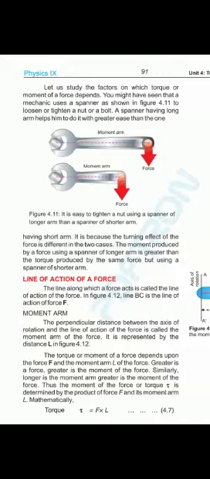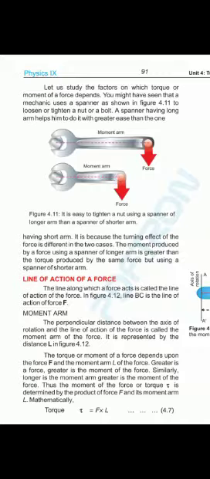If the length of the spanner is more, then we can open or tighten easily. If the length of the spanner is less, then it is not easy to open or tighten the nut or bolt with the help of the spanner. So in this way, this factor, the length of the spanner, affects the torque.